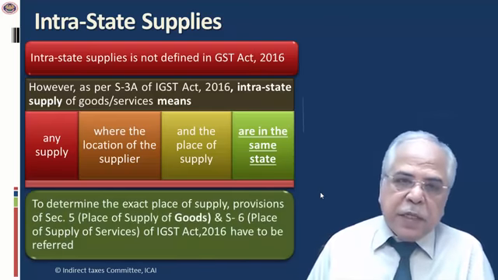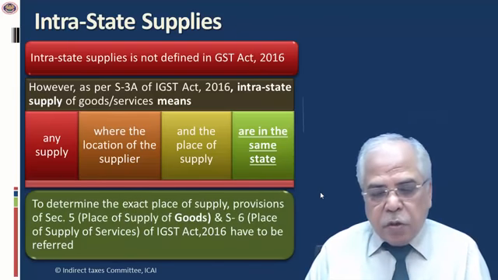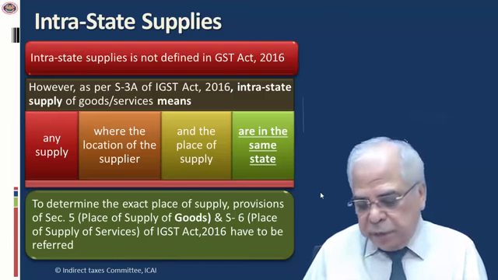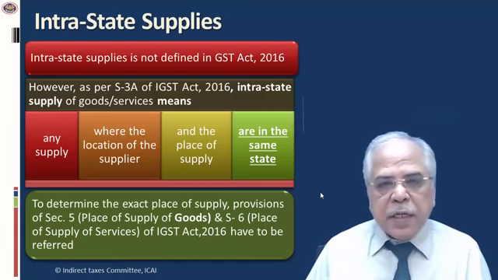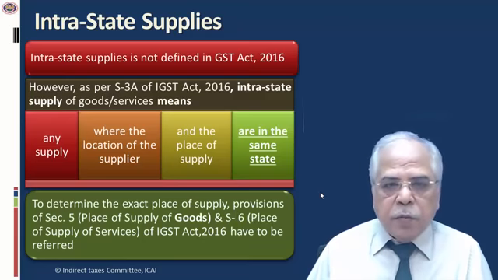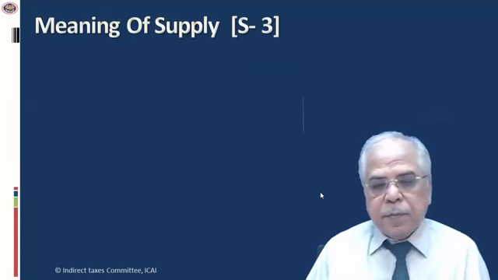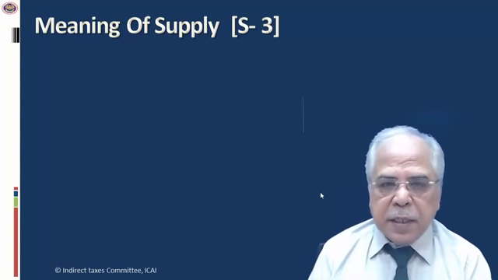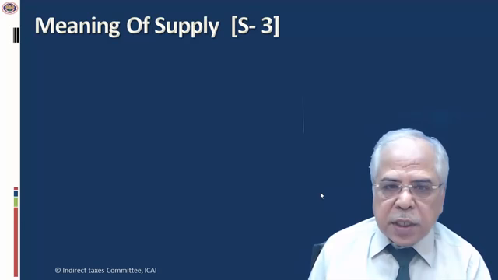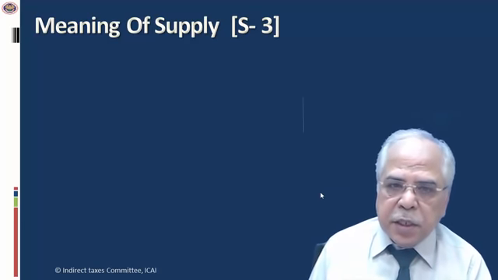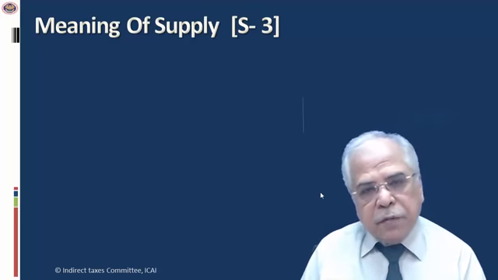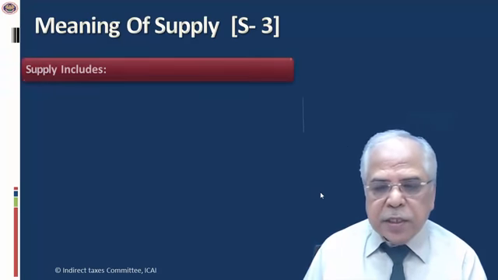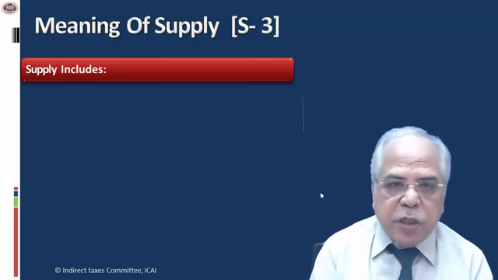To determine the exact place of supply, the provisions of Section 5 and Section 6, place of supply of services, of the IGST Act have to be referred to and followed, which is a different subject, and we will deal with that when we deal with the topic. Now, the most important thing is tax is on the supply. What is supply? This is the term which will be debated in the times to come. Of course, the final call will be taken by the courts, but as the law stands today, Section 3 says it is an inclusive definition.